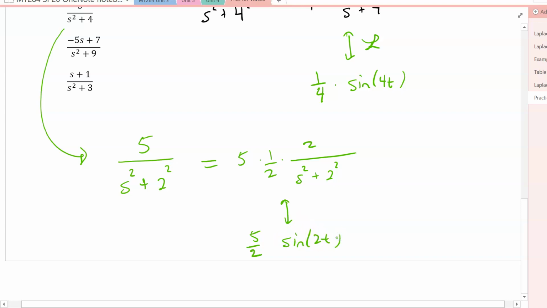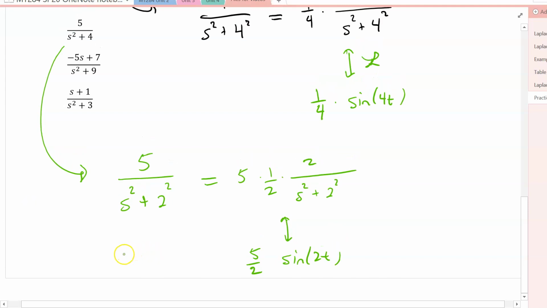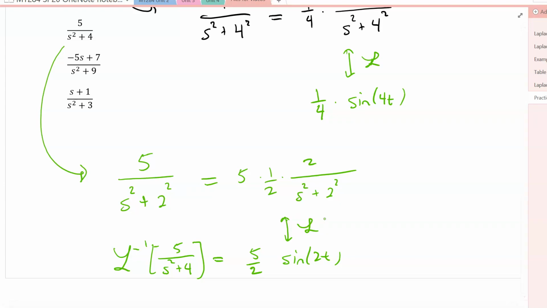Okay, so again, if you want to use the inverse notation, you might see that done in some of the videos. You'd write it like this. The inverse Laplace transform of 5 over s squared plus 4 would equal 5/2 times sine of 2t. I just prefer to draw the arrows and indicate, all right, via the Laplace transform or its inverse, these two functions are related. The function of s is related to the function of t and vice versa.